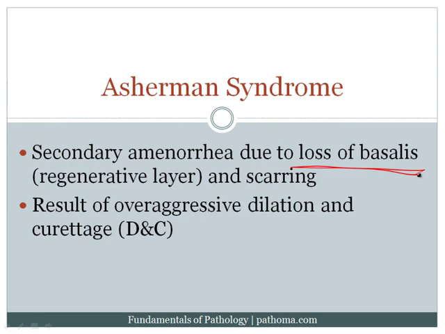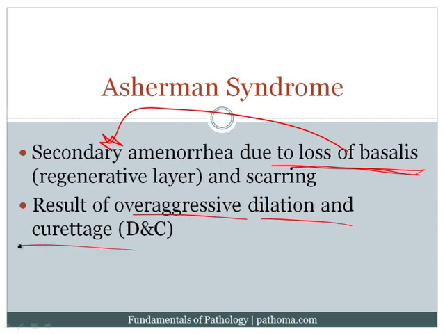Now imagine if we had a circumstance in which we lost that basalis. If we lost the basalis, we wouldn't be able to regenerate the endometrium, and if we couldn't regenerate the endometrium, the patients would then get secondary amenorrhea, which would be a lack of menstrual cycles. Now, what would be the cause of Asherman syndrome and this secondary amenorrhea with loss of the basalis? Well, a common cause is overaggressive D&C.